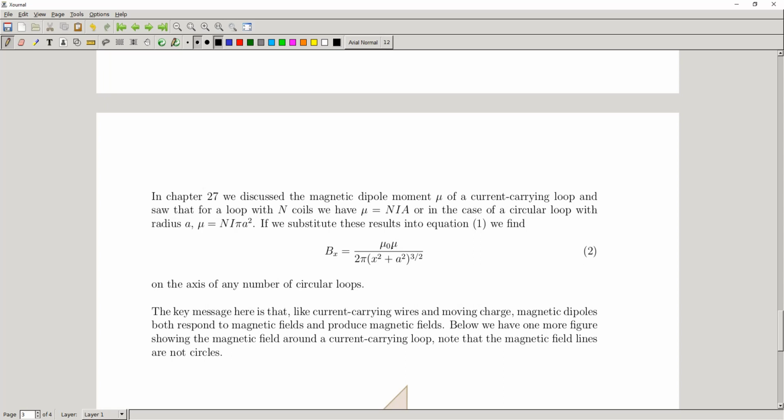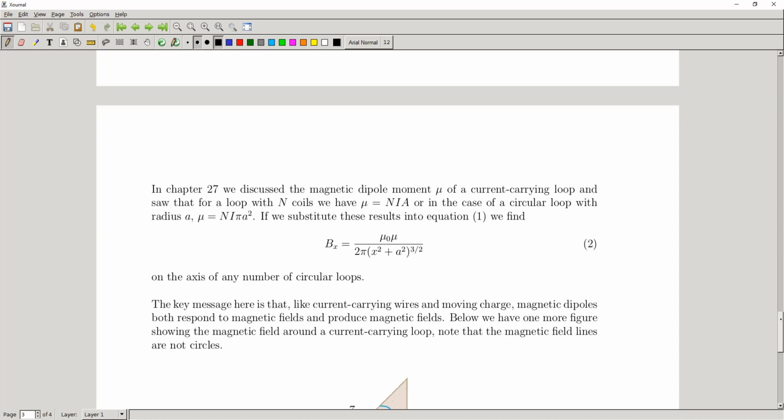This mu here is the magnetic dipole moment. This mu naught is our magnetic constant, right? So we have mu naught times mu over all this stuff, and this is the extra pi that we picked up because of getting this factor in there, right? So this is an expression for the magnetic field strength for any number of loops, and that information about the number of loops is carried in our magnetic dipole moment, because the number of loops will affect the value of our magnetic dipole moment, right?